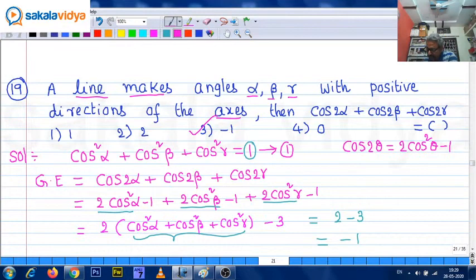Is the screen visible to all? Yes, we will get the same answer with sin square alpha also. Even cos 2 theta is equal to, we can write 1 minus 2 sin square theta at that time.